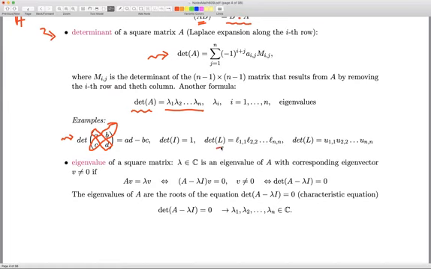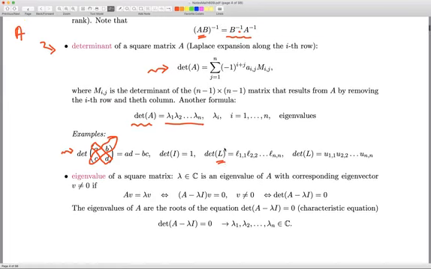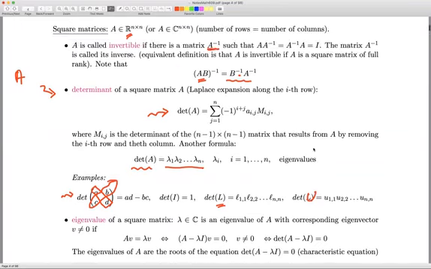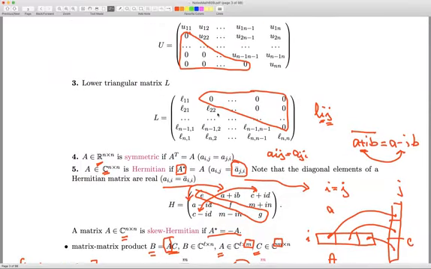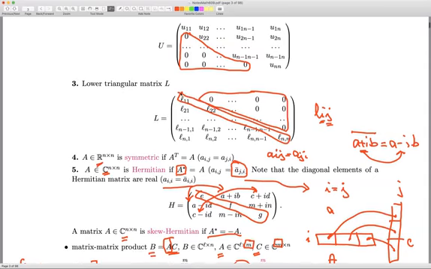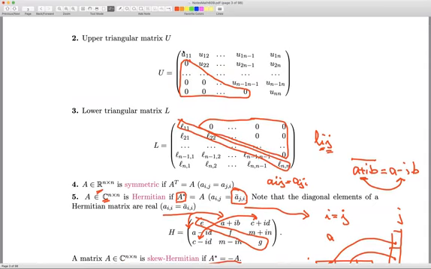The determinants of the lower triangular matrix, and here should be U, the upper triangular matrix that we just defined, are easily computed because they're just the product of the elements on the main diagonal. So if we have a lower triangular matrix, the determinant is the product of these elements on the main diagonal. And if you have an upper triangular matrix, the determinant is just the product of the elements on the main diagonal.